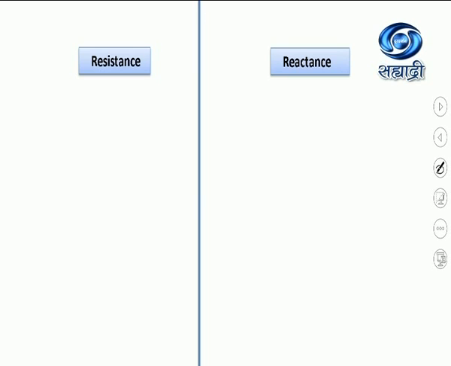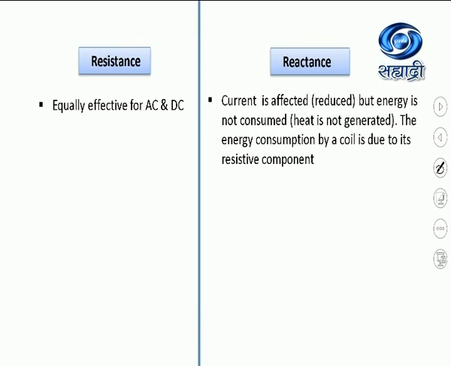Let us now understand the difference between resistance and reactance. Resistance is equally effective for AC and DC. In reactance, current is affected, means reduced, but the energy is not consumed. Energy is not consumed means heat is not generated in case of reactance. The energy consumption by a coil is due to its resistive component.